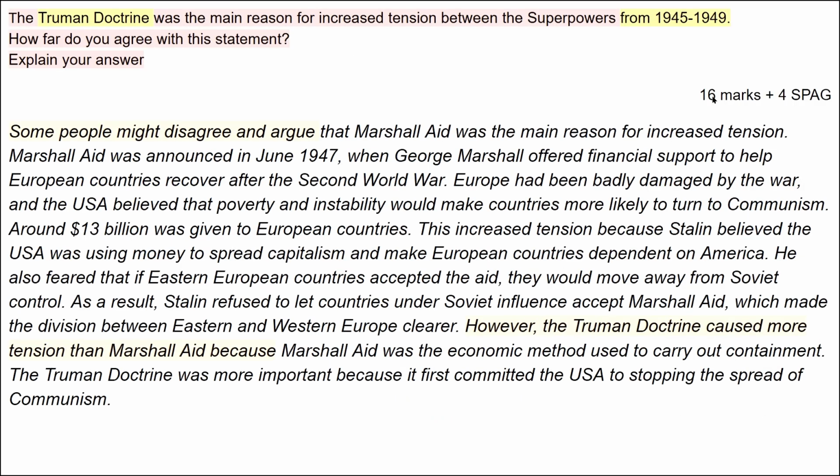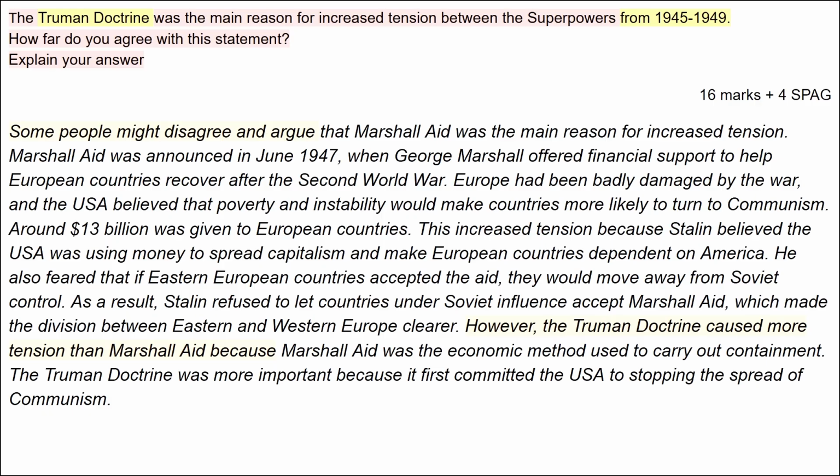So, we start off with the Marshall Aid, and look how I've started that paragraph off. Some people might disagree and argue, so I'm acknowledging there's another side to the argument, but I'm basically still saying it was the Truman Doctrine. That Marshall Aid was the main reason for increased tension.